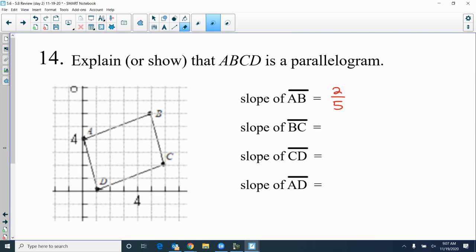But you do need to show that as part of your work. You do need to show it's 2/5. You need to write that down. All right, take a look at BC, take a look at CD, take a look at AD. Take a second, see if you can figure out their slopes. Okay, count up and over. Are they positive or are they negative? All right, see what you can come up with.